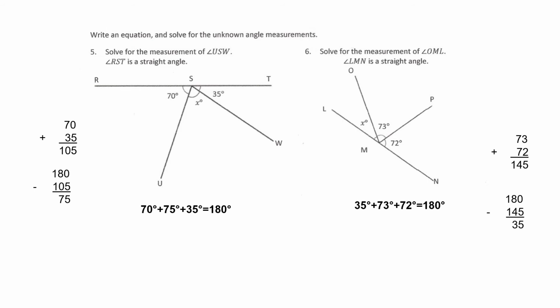It's the same thing over here. It's part, total. But we only know part, and the total. We need the other part. So first we add the two parts together. 73 plus 72 is 145. Then we can subtract that from the total. 180 minus 145 is 35. 35 degrees plus 73 degrees plus 72 degrees equals 180 degrees. And I know I'm going quickly, but you need to do this work and show the work.